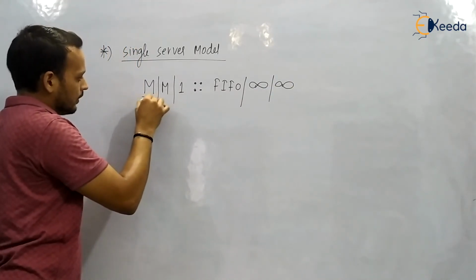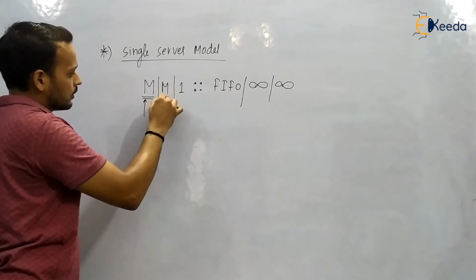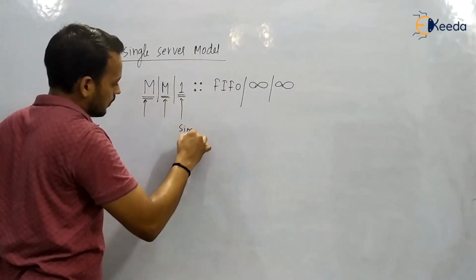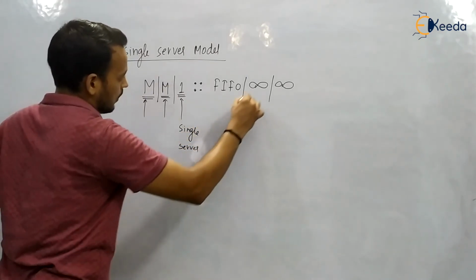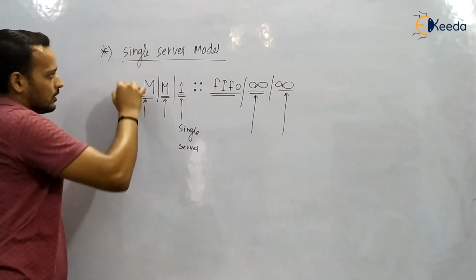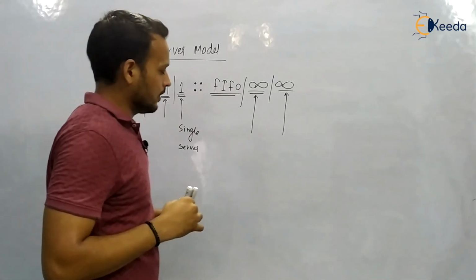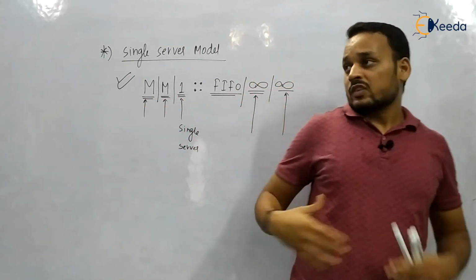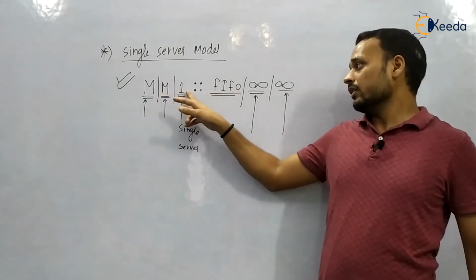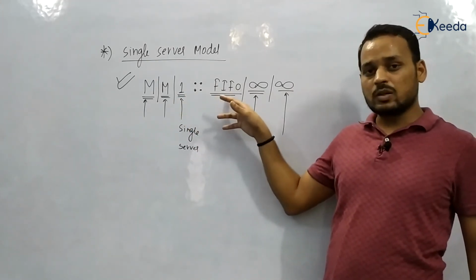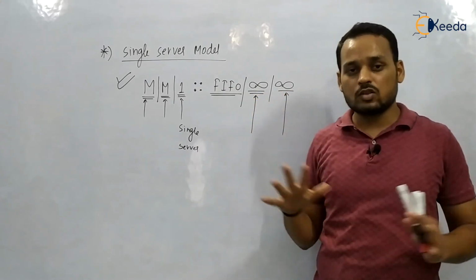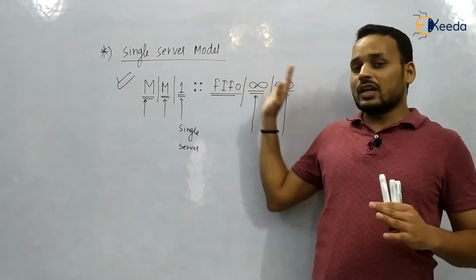Okay, so we will say that this is the arrival Markovian distribution, this is the service Markovian distribution. Okay, it is single server. These are the service rule, size of the system, size of the calling population. So this represents a single server model, where the arrival and service distributions both are going to follow the Markovian distribution, and it is a single server. The queue discipline or the service rule is first in first out. The size of the system is going to be infinite, and the size of the calling population is also going to be infinite. So the representation can be done like this.